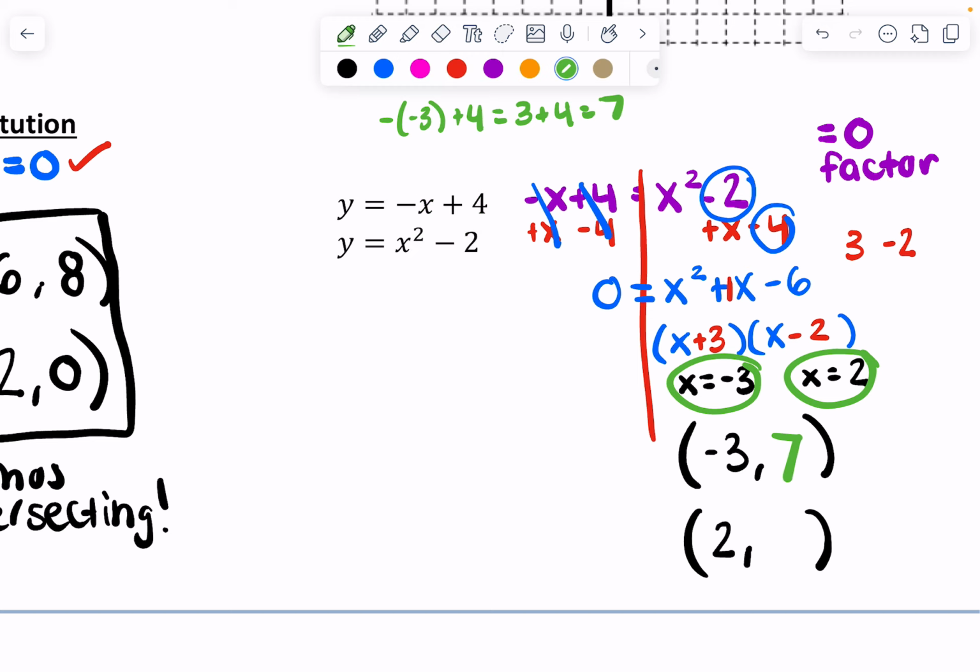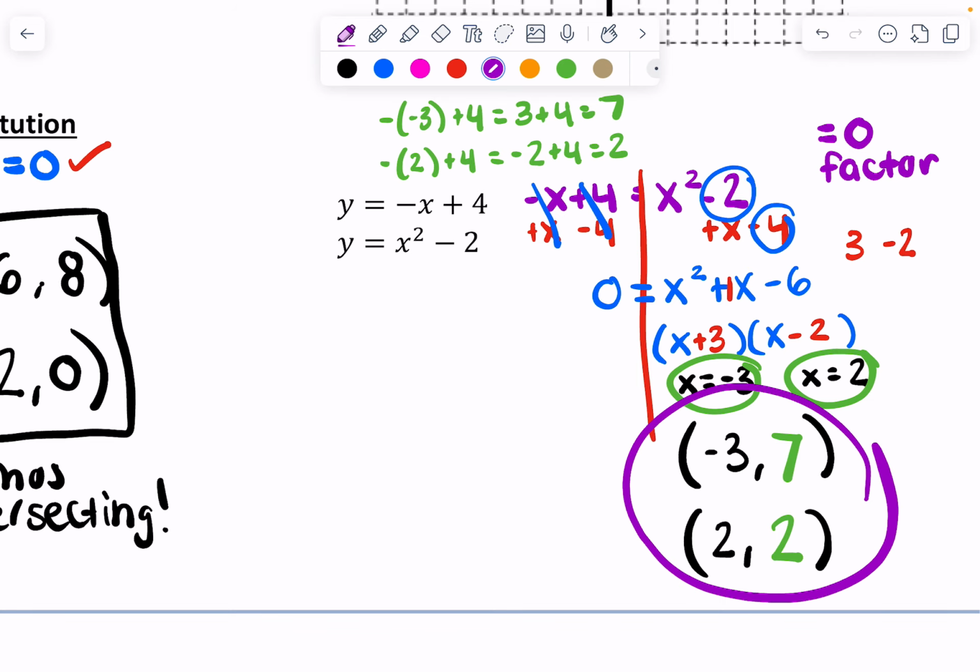All right, now I'm going to do the same thing with the other x value. So that was +2. Solve this through, we get -2 plus 4, and that is +2. All right, guys, here is our final solutions.